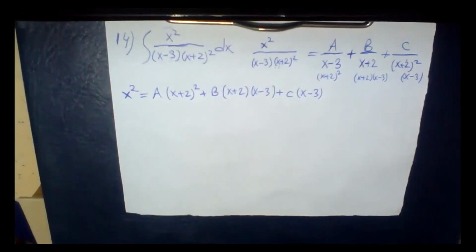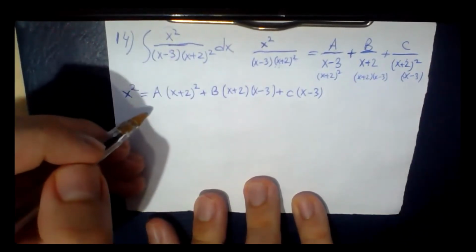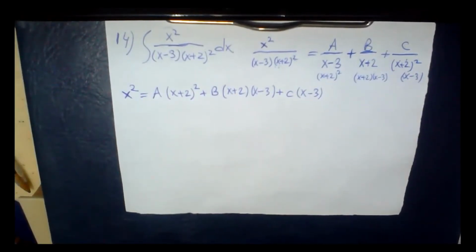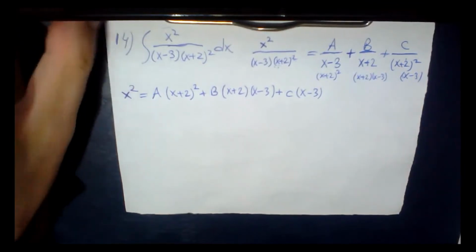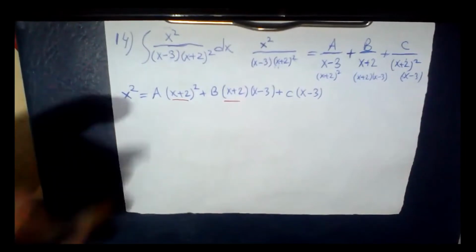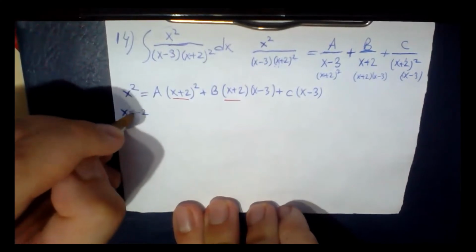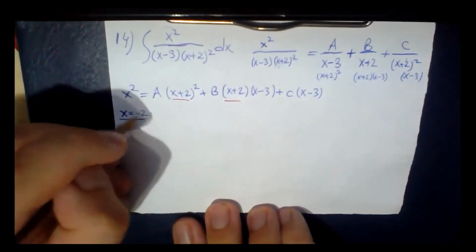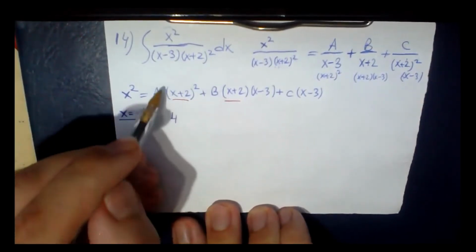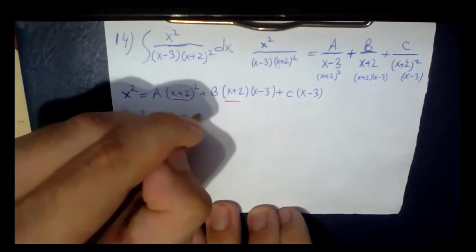Then we should determine the constants a, b, and c. For example, to vanish a and b, we can look at the particular case x is equal to minus 2. If x is equal to minus 2, x squared will be 4. And when we replace x with minus 2, this term vanishes. Only we have minus 5 times c.